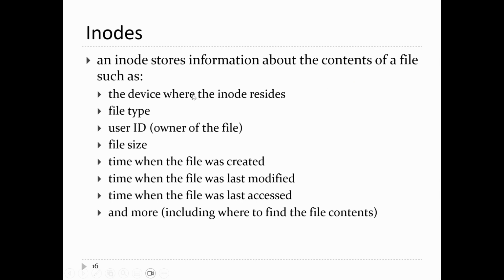For example, which device is this file on? Is it on your hard drive? Is it on your SSD drive? Is it on your USB drive? It stores information about the kind of file that it is. In Linux and Unix, it stores information about who owns the file, how big the file is, and a bunch of other stuff. When was the file created? When was it modified? When was it accessed?